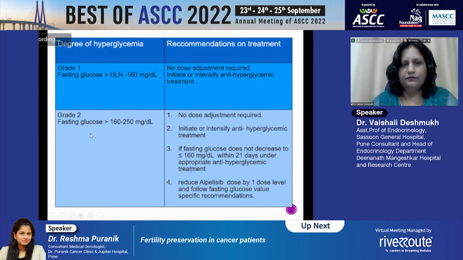Here, if the fasting rises above 160 to 250, there is again no dose adjustment with alpelisib required. But again, intensification of anti-diabetic medications is required. If fasting does not decrease below 160 within 21 days under the appropriate anti-hyperglycemic treatment, then there needs to be a one dose reduction of alpelisib. And then you follow the fasting glucose value according to the specific recommendation.